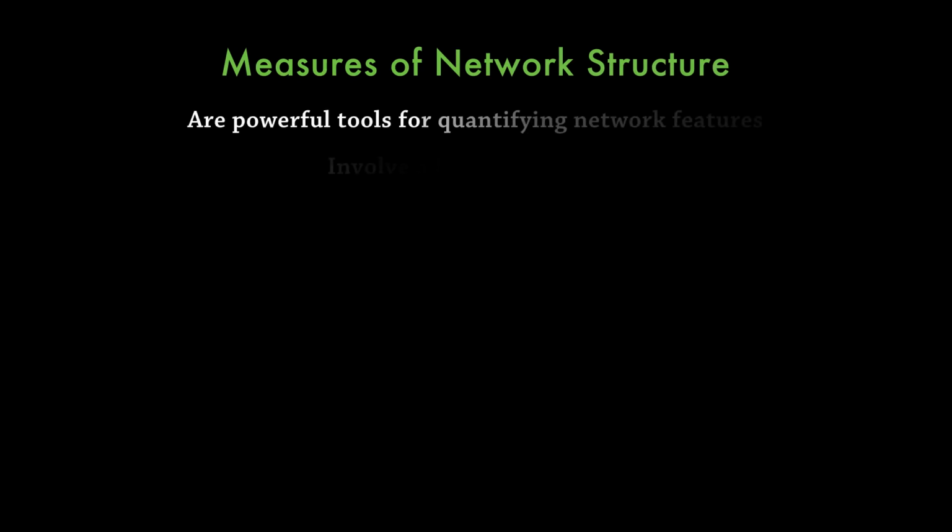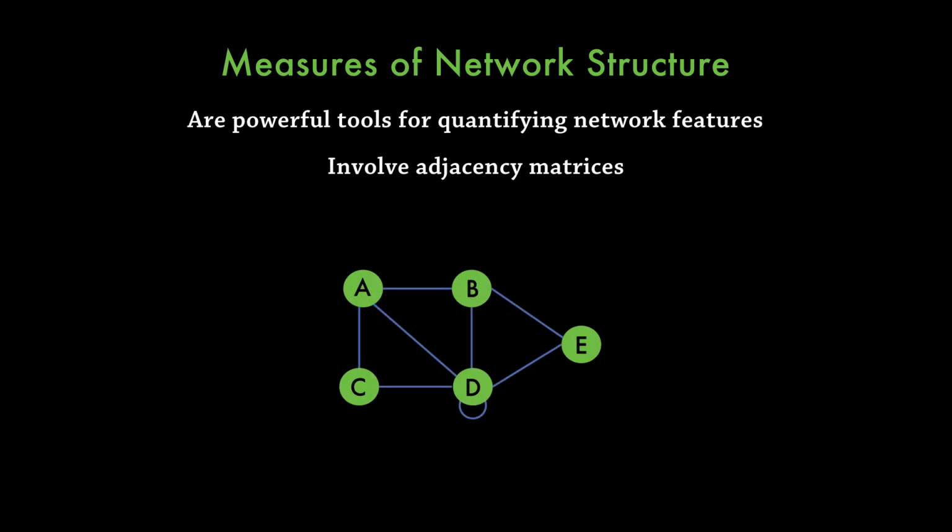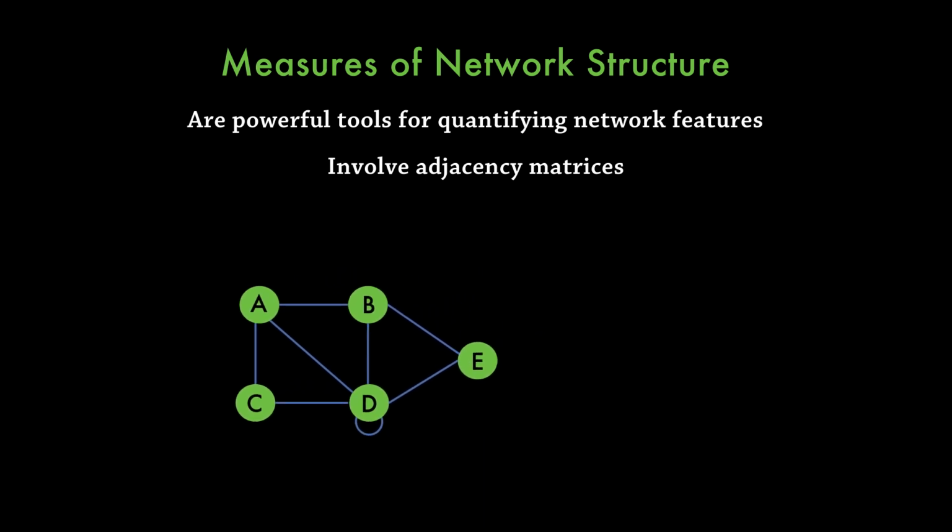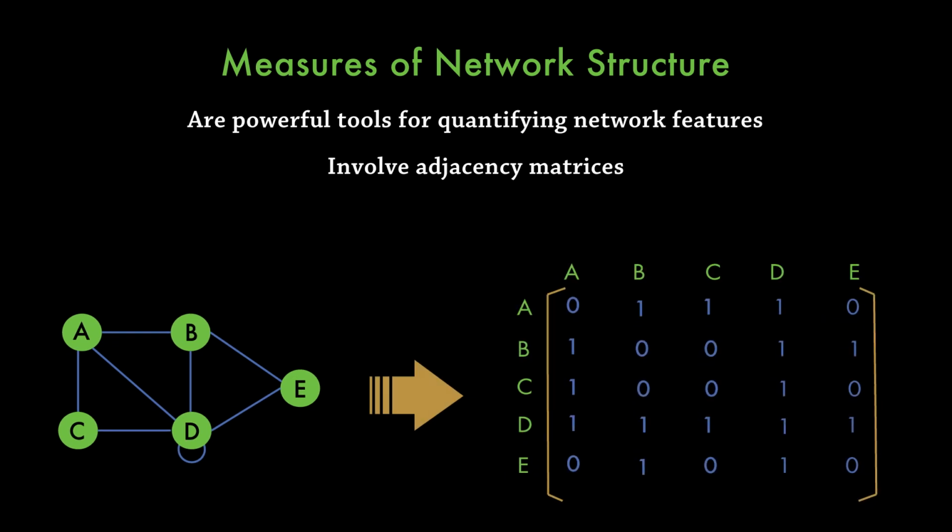Measures that represent attributes of a network structure are powerful tools for quantifying network features like the level of connectivity. They can be statistical or more complicated, and as I indicated, the underlying mathematics comes from graph theory. The math involves adjacency matrices.